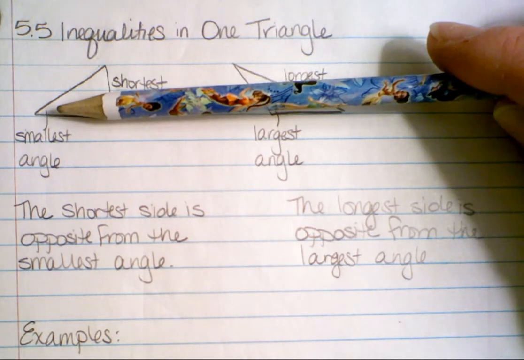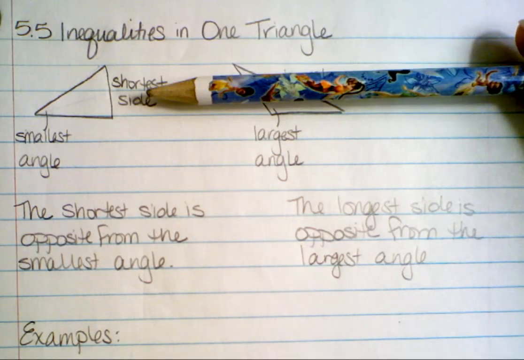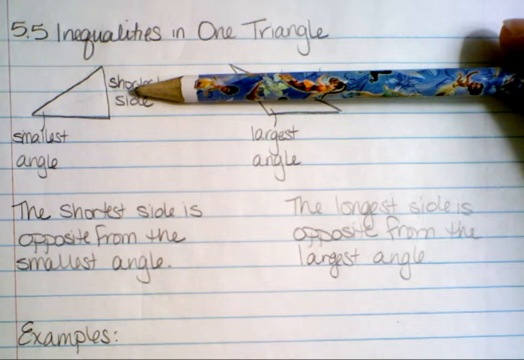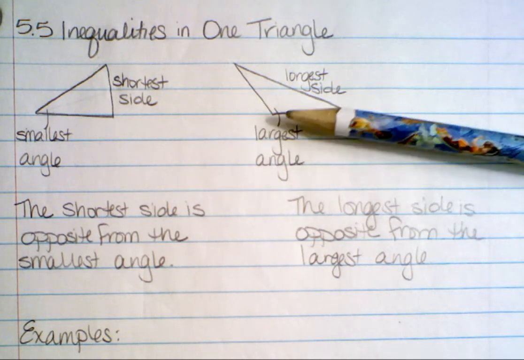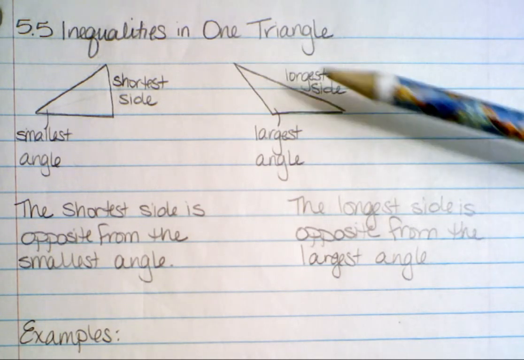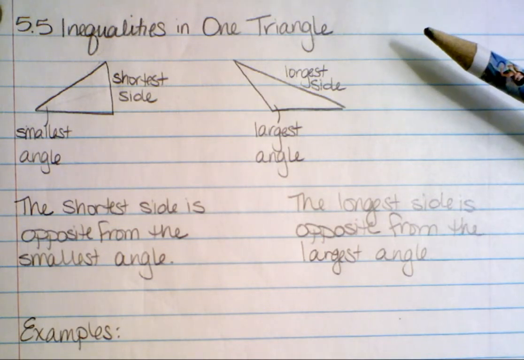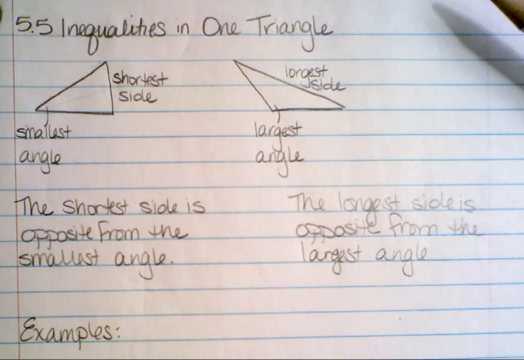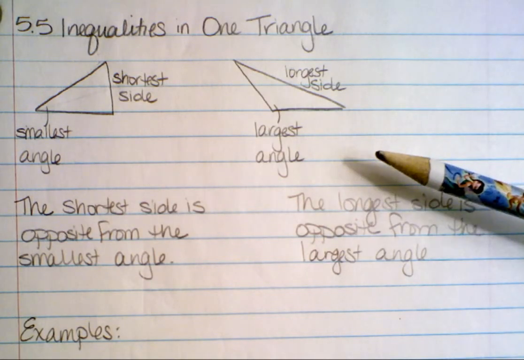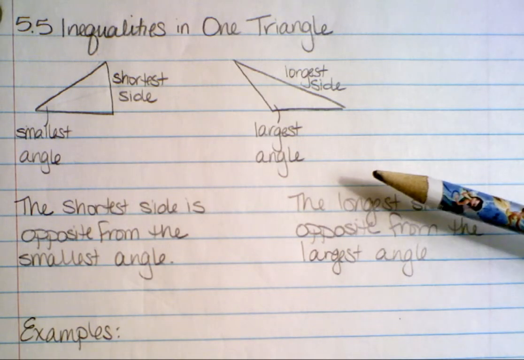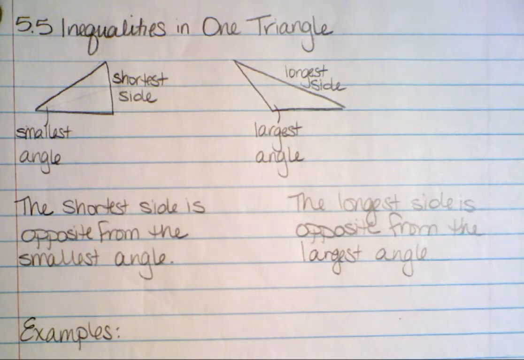So here's the smallest angle of the triangle. There's the shortest side of the triangle, opposite of that angle. Here, if we have an obtuse angle, the side opposite of that is going to be the longest side. So we are able to put sides in order based on their angle measurements. Yes, I said sides in order based on the angle measurements. And we can also put angles in order based on the side lengths.